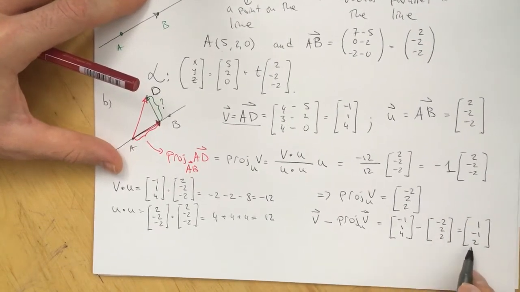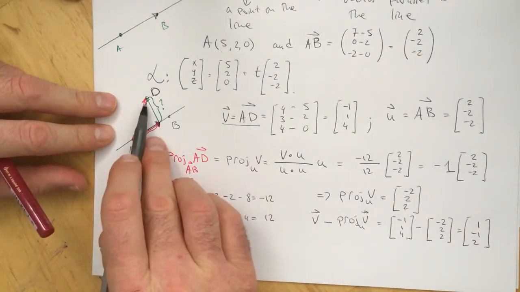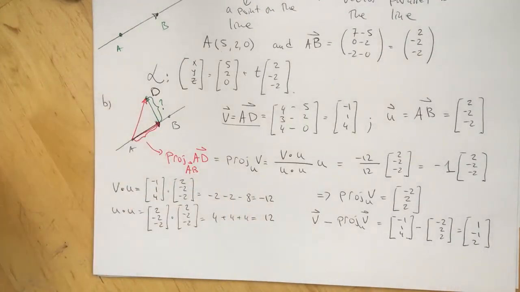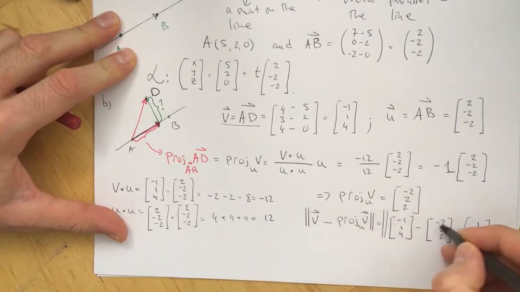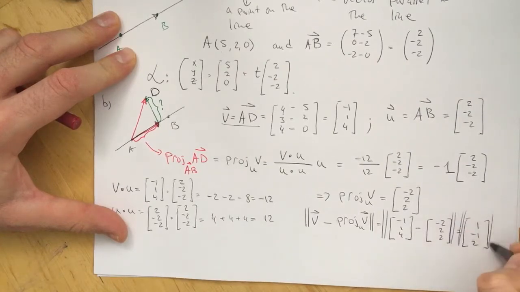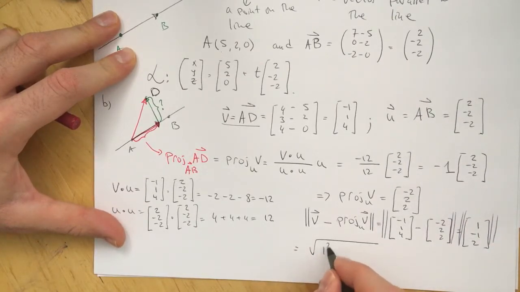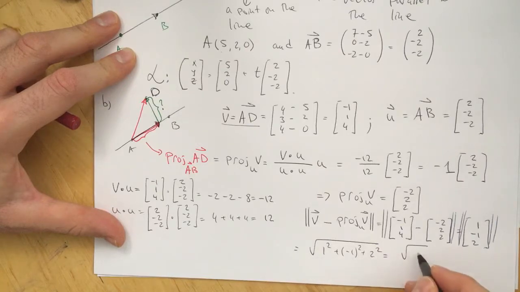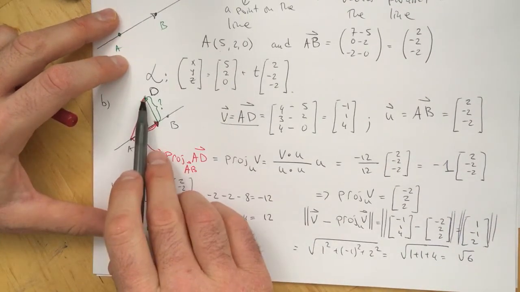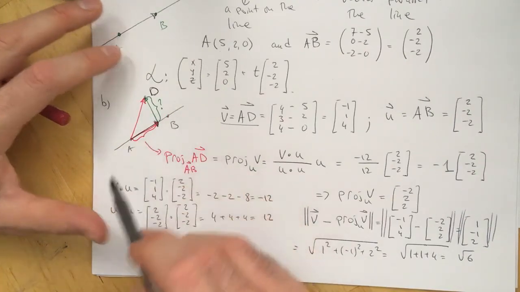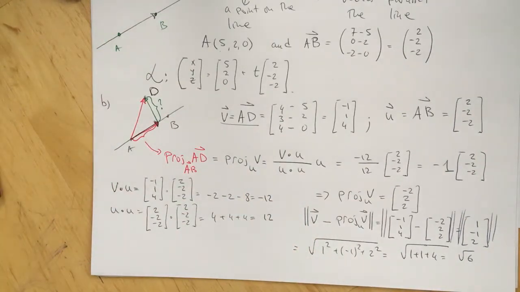So this vector right here is this green vector. When we find the magnitude of that vector, we'll get the distance. So we just find the magnitude here. That's equal to the square root of 1 squared plus negative 1 squared plus 2 squared. That's the square root of 1 plus 1 is 2, plus 4, that's 6. So the distance between the point D and the line passing through A and B is square root of 6.